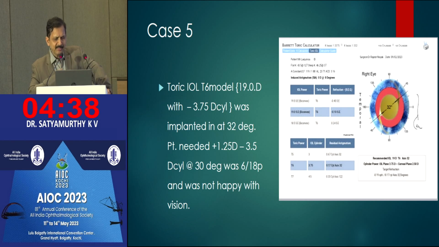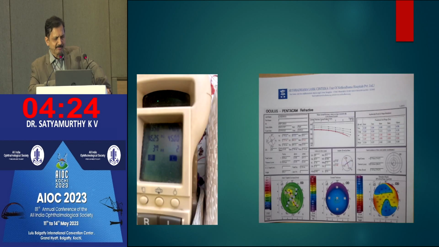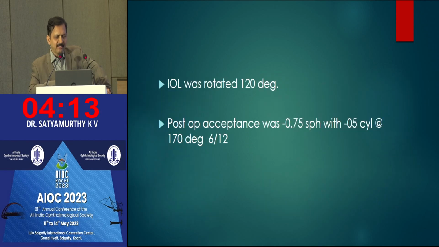It was implanted at 32 degrees because the chart also showed the same thing, but the patient required minus 3.5 diopter cylinder with additional sphere, and the vision was not good, so the patient was not happy. We went back and checked: the axis was correct, the corneal astigmatism and measurements were correct, the topography was normal. After rotating the lens by about 120 degrees, the patient started accepting, because the pre-rotation astigmatism was 3.5 diopters at 30 degrees. Rotating to 120 degrees, the patient was happy with 0.5 cylinder, and could read up to 6/12 because of amblyopia.